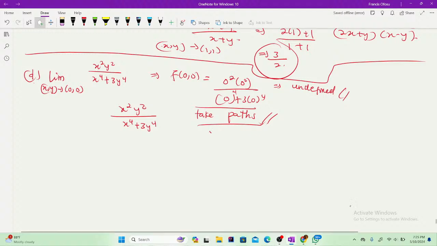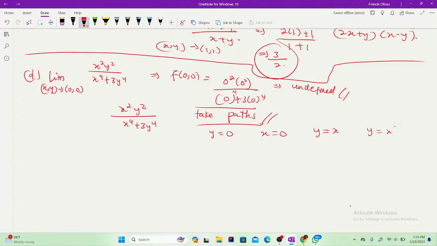So you can take a path like y equals 0, that is, you are taking the x-axis, okay? Or you can take x equals 0, you are taking the y-axis, okay? You can take y equals x, a line through the origin. You can take different paths, even y equals x squared or x cubed, any path you want to take. But the condition is whatever path you take, you should arrive at the same answer after finding the limit.